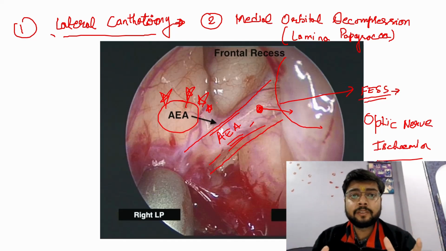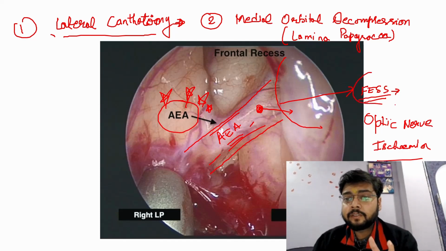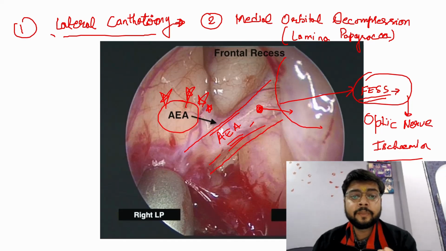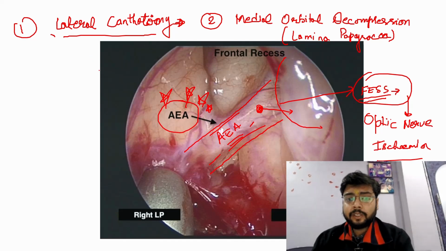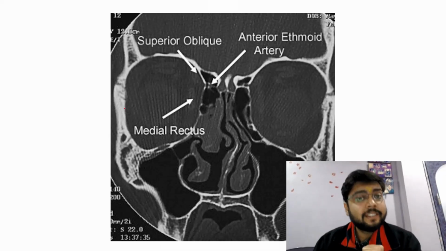dangerous things happen, right? So one of the complications of functional endoscopic sinus surgery is blindness because of this anterior ethmoidal artery injury or direct optic nerve damage, right? So ये तो एक चीज़ था. अब confusion कहाँ होता है कि how you will identify it on CT scan.